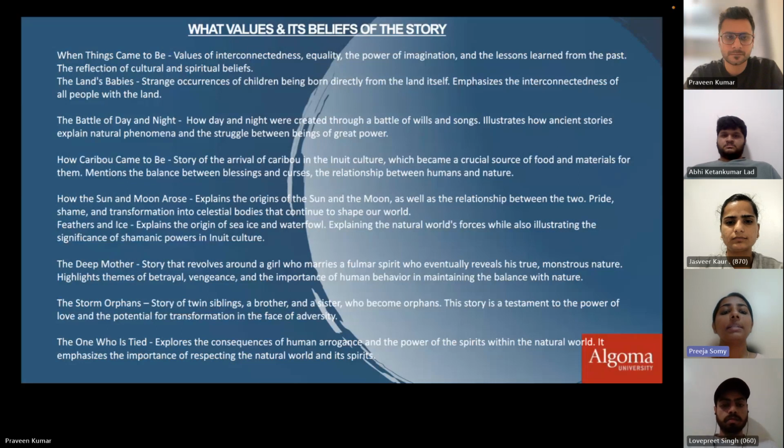The next story is The Battle of Day and Night. It tells the story of how day and night were created through a battle of wills and songs between two powerful beings, Fox and Raven. How Caribou Came to Be tells the story of the arrival of caribou in Inuit culture, which became a crucial source of food and materials for them.